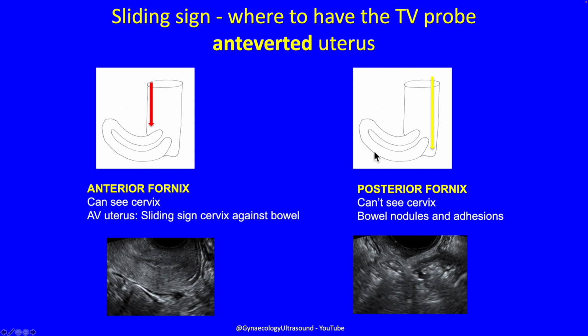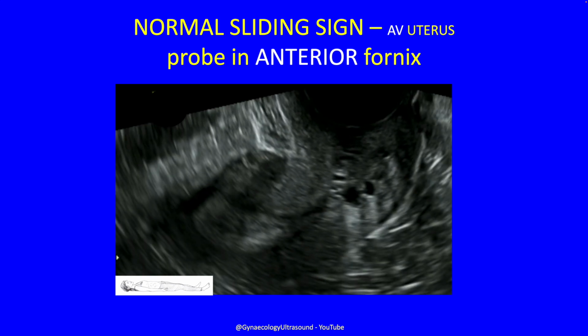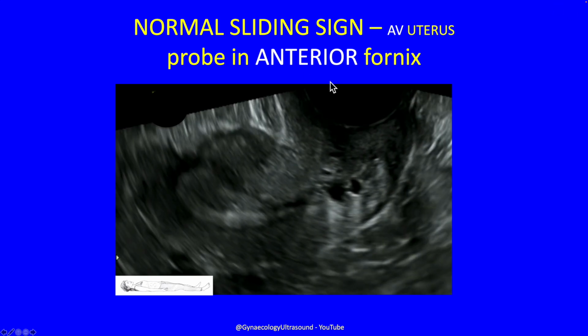If in an anteverted uterus you put your probe in the posterior fornix, then you can't see the cervix, you've gone past it, but you can see bowel nodules and adhesions, so very useful for something else. So for the sliding sign, we put the probe in the anterior fornix for an anteverted uterus. So this is the sliding sign. I've got my probe in the anterior fornix.